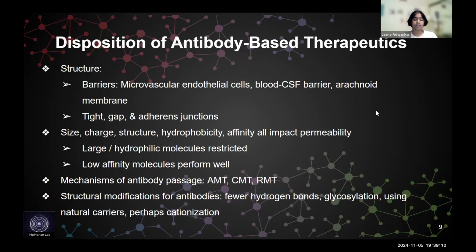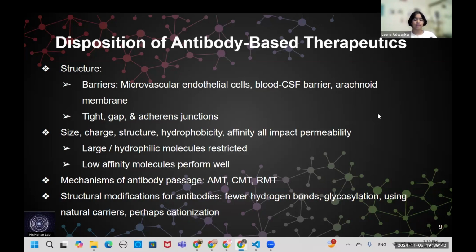Because it's so hard to optimize a molecule to get through the blood-brain barrier, mechanisms of antibody passage can be useful. For example, one of these is adsorptive-mediated transcytosis, AMT, which relies on electrostatic interaction and cationization to enhance uptake into the brain. Another is carrier-mediated transport, CMT, which uses specific carriers for molecules. And another is receptor-mediated transcytosis, which uses receptors for antibody transport.